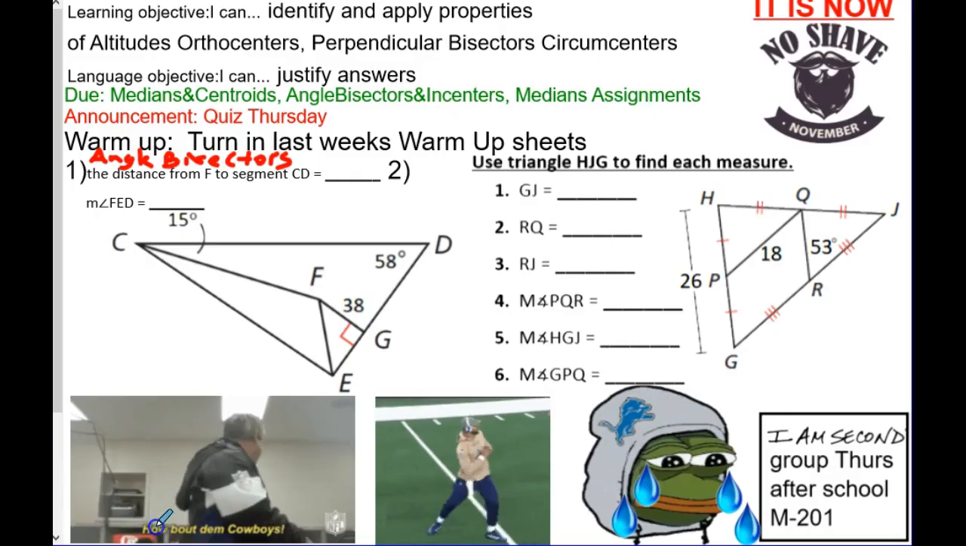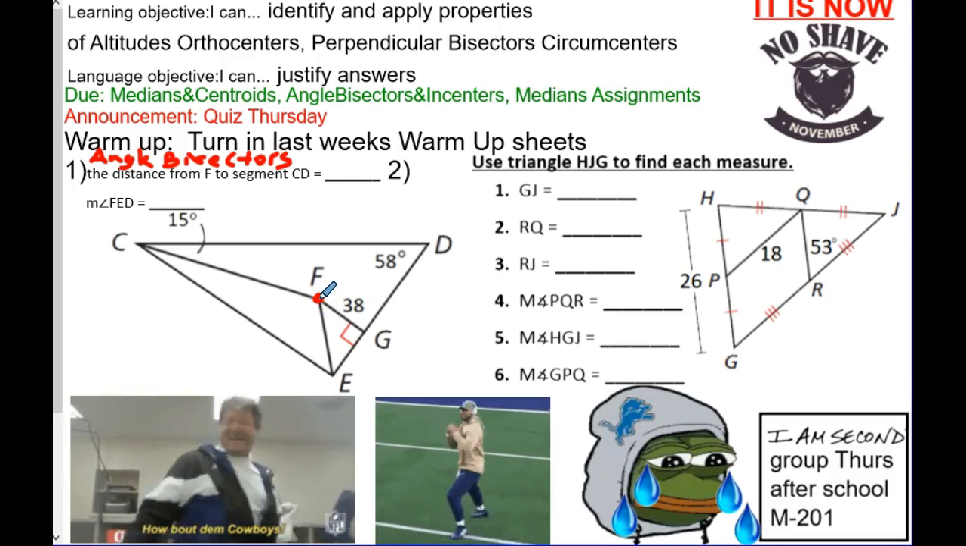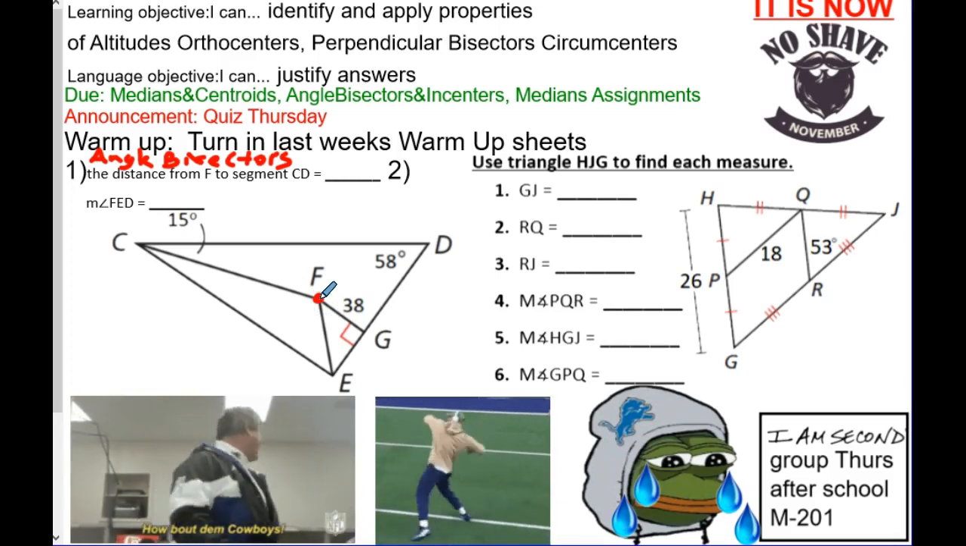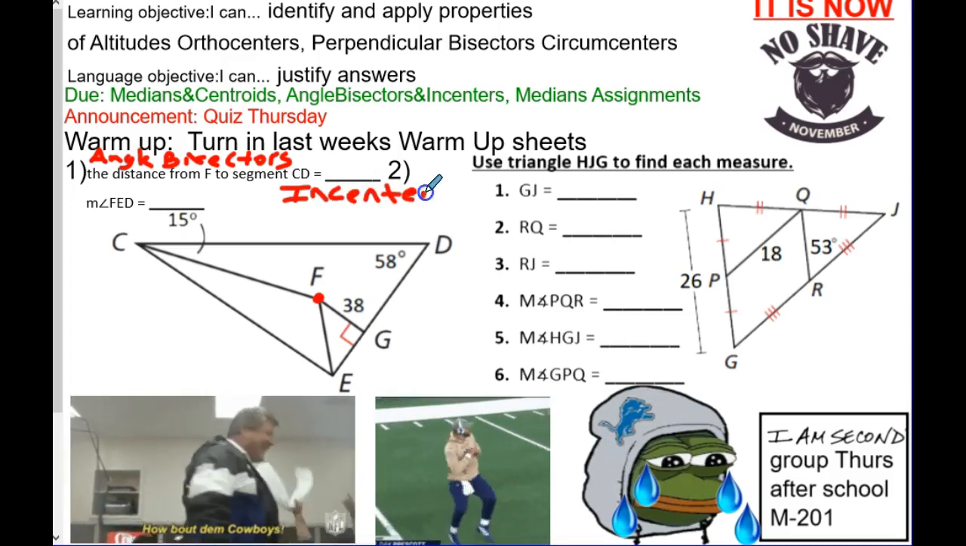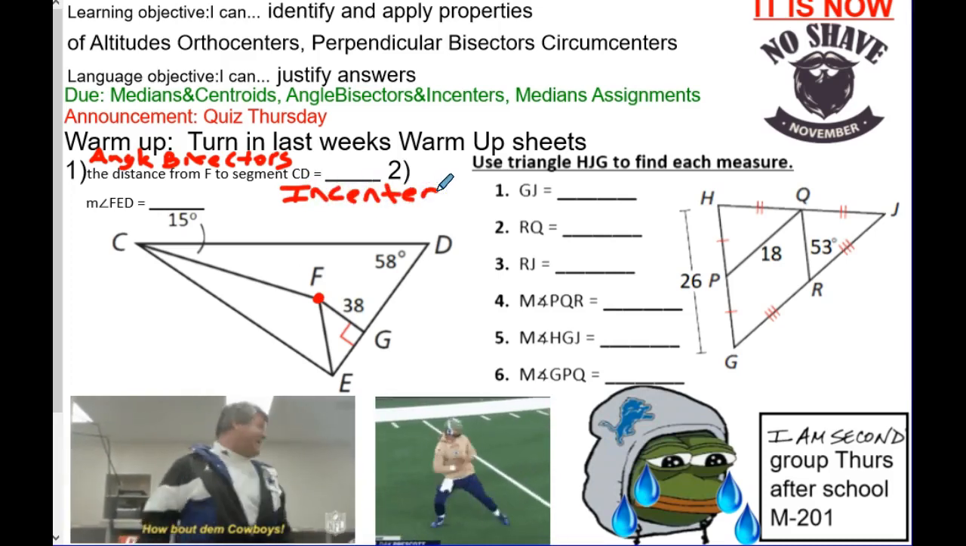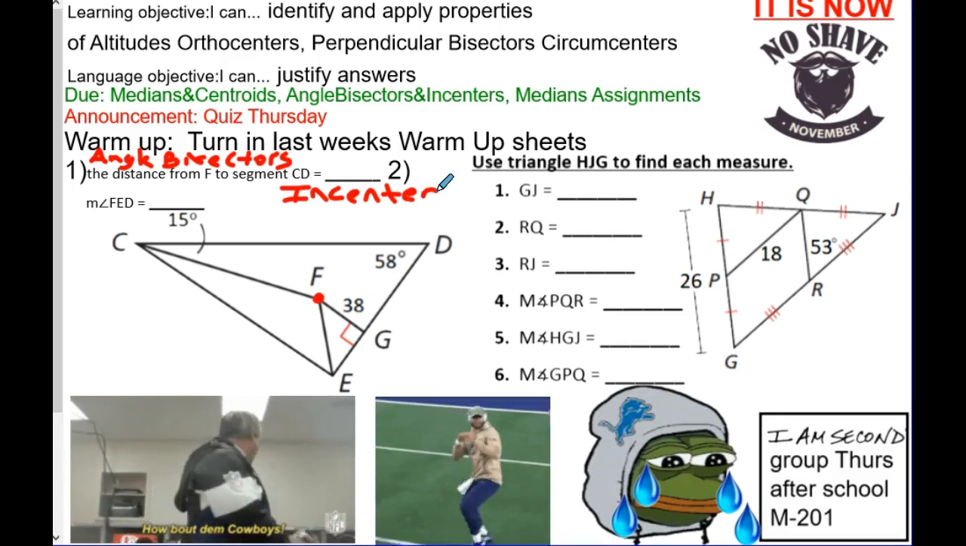So here we go. So this point right here is the incenter. Yeah, let's put the word incenter here somewhere. Now, I'm going to start with the second one. Finding angle FED.